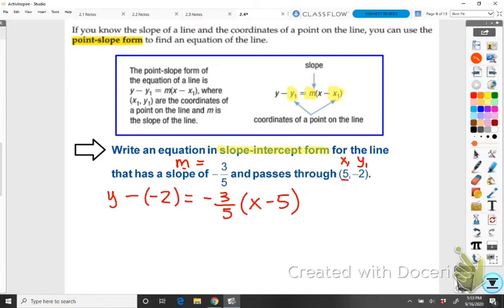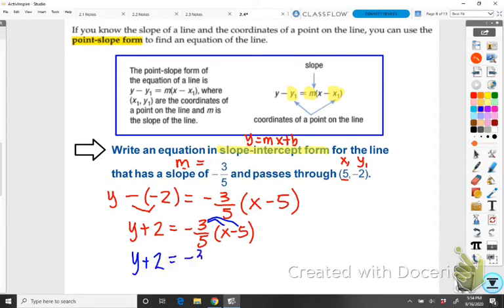And I want to simplify this a little bit. So these two negatives make it plus, so this is y + 2 = -3/5 (x - 5). Remember, my goal is to get it in y = mx + b form. So on the right side, we're going to distribute. So this is going to be y + 2 = -3/5 x. -3/5 of -5 is a +3. And then all we're going to do is subtract 2 from both sides.